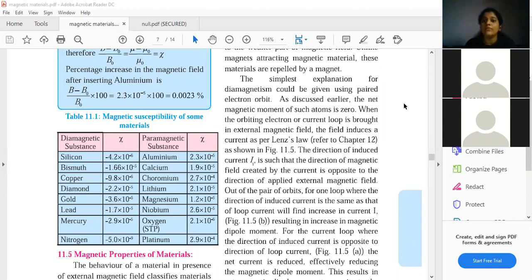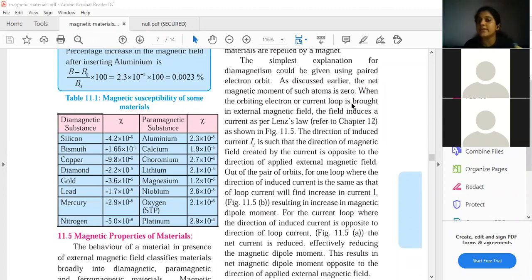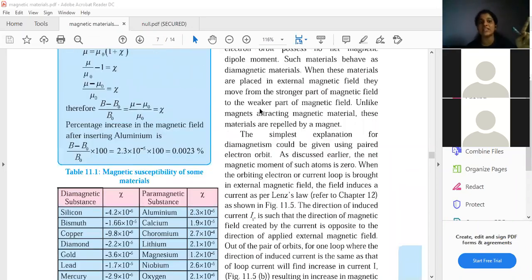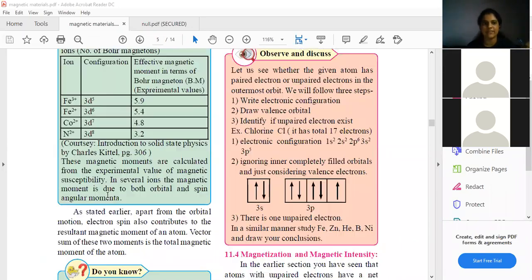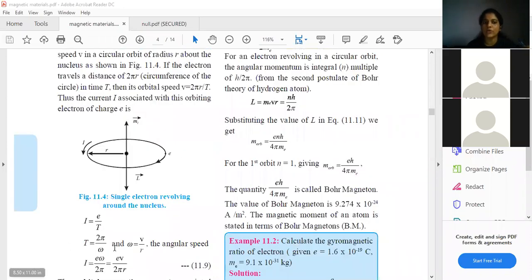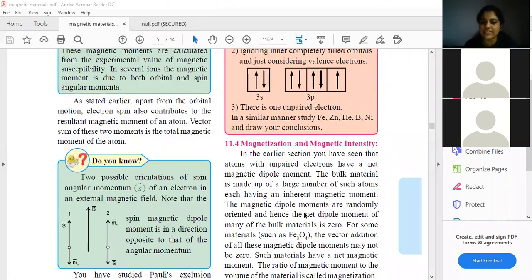Okay, fine. When the orbiting electron or current loop is brought into an external magnetic field. Students, this point also, the electron revolving around the nucleus is always compared to a current carrying loop, because it means the same. Even in a current carrying loop, charges are traveling. Even in an electron moving around the nucleus, the electron is traveling, because of which current is induced. We have discussed this in the derivation already. And if the electron is moving clockwise, the current that is generated goes in the anti-clockwise direction. So all these things you already know.